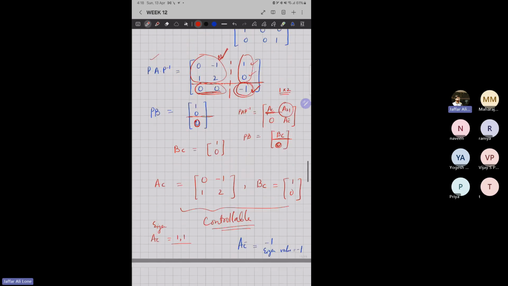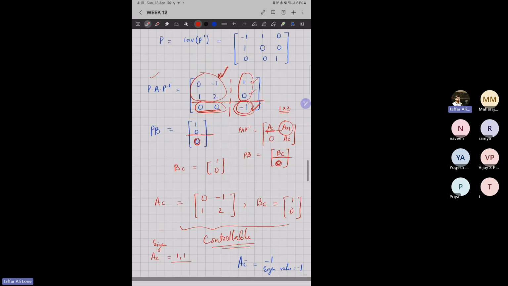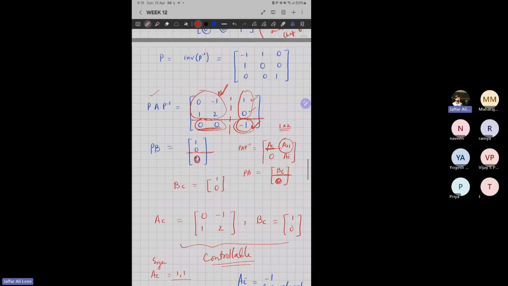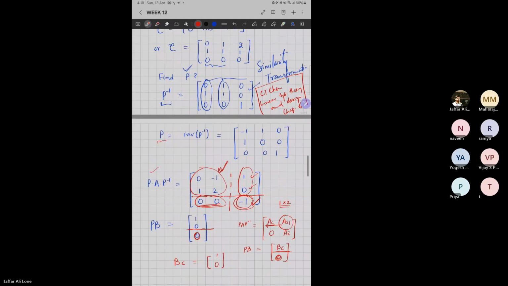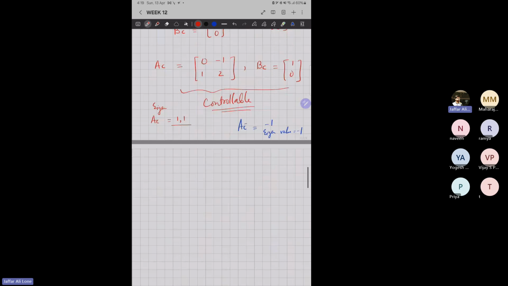So forget about checking the controllable eigenvalues or uncontrollable eigenvalues. If you are just asked to decompose the system into controllable and non-controllable parts, just do this. This is called similarity transformation. You just have to find the matrix P. But there is no way to find P directly. You'll find P inverse, and by taking the inverse of P inverse, you'll find P. Then do this stuff, and you'll get the answer, right?